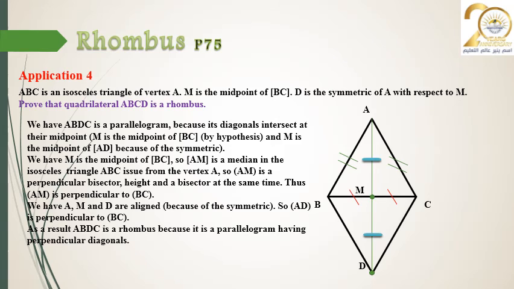We have A, M, and D aligned because of the symmetric, of course. So AD is perpendicular to BC. That means the diagonals are also perpendicular to each other. So as a result, ABCD is a rhombus because it's a parallelogram having perpendicular diagonals.